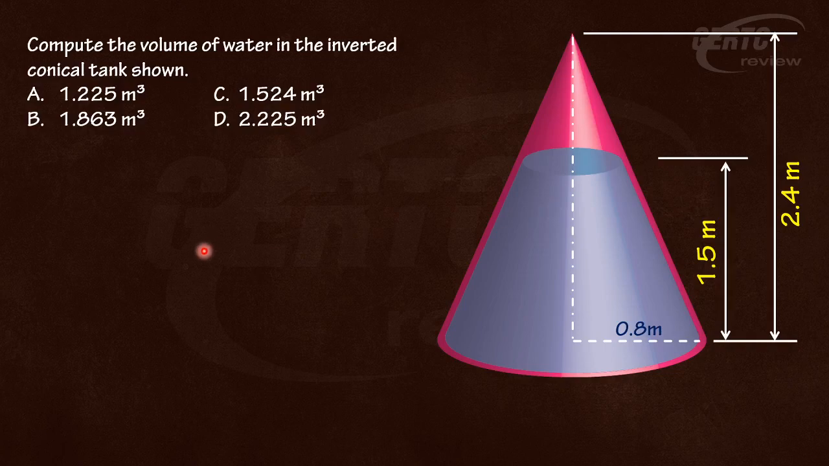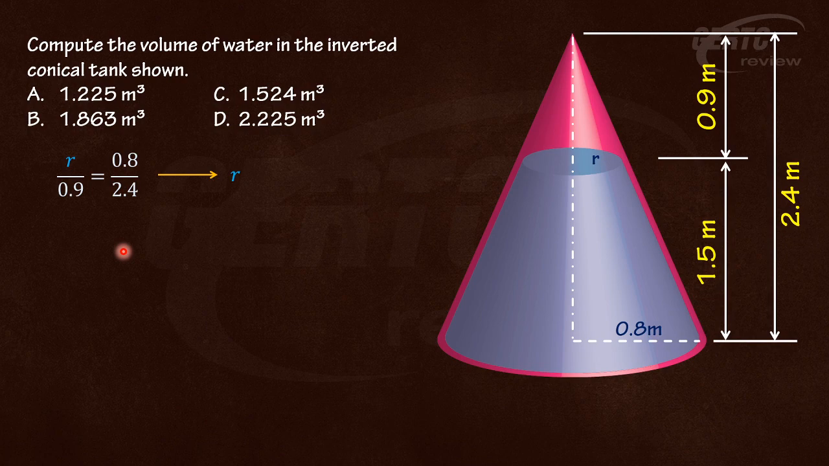All right, so to do this, let's compute this height. Of course, this is 2.4 minus 1.5, so that's 0.9. And we need to have this radius here. And we can solve this by proportion. Okay, R is to 0.9 as 0.8 is to 2.4. That's it. Then I can solve my R. R equals 0.3 meters. Then to solve the volume of water here, then I can use the volume of a frustum of a cone.